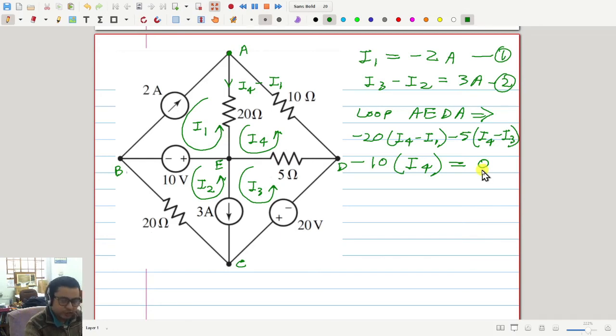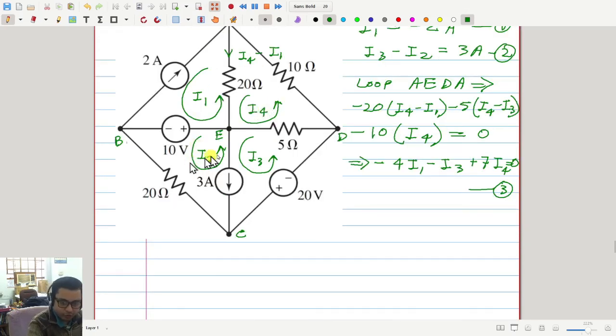Now if you simplify, you will get -4 I1 minus I3 plus 7 I4 equal to 0. Let me call this equation number 3. Okay, so there are 4 unknowns. We got 3 equations. We need 1 more. Where can we get it from? Can we get it from loop 2? Can we get it from loop 2?